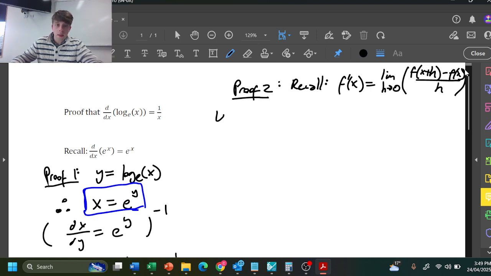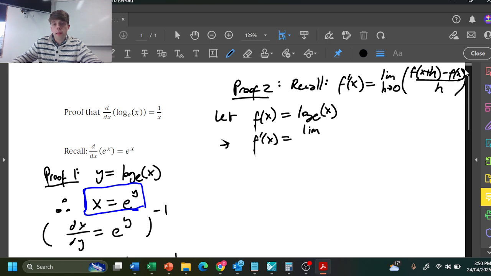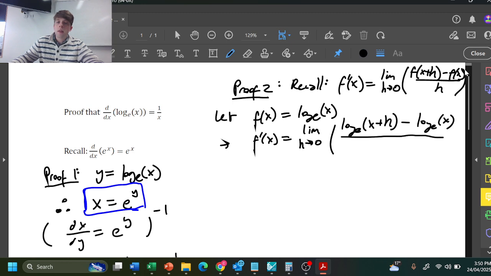So let's try this method. First up, let's let the function f of x equal log e x. Secondly, let's consider what each of these things are going to be. If we sub that into this definition of the derivative, we find that the derivative function f dash x must be equal to the limit as h goes to 0 of log e of x plus h, that's the function with x plus h as the input, minus log e x, divided by h.